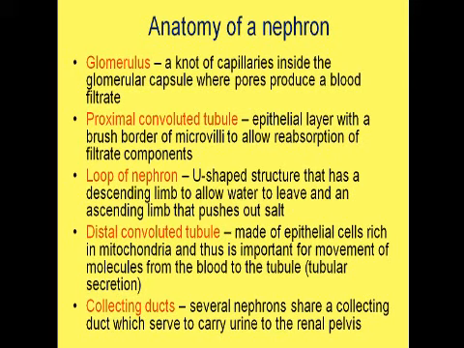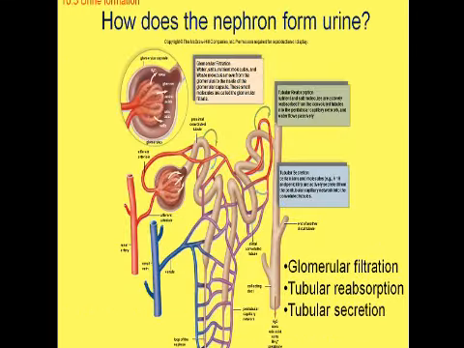Okay, then we have the distal convoluted tubule. Okay, so it's got epithelial cells in it and has mitochondria, so it's going to move molecules from the blood to the tube. Okay, and then we have collecting ducts. Okay, and the collecting ducts are where the urine is going to get collected. So we call it filtrate until it gets to the collecting ducts, and then we start to call it urine.